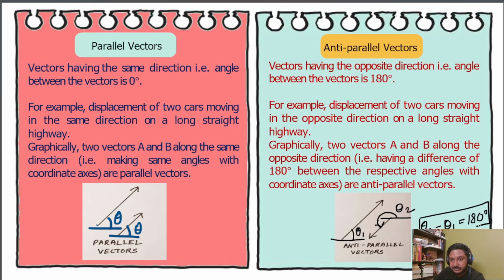So that makes them anti-parallel. In this case, theta 1 is equal to theta 2. So for parallel vectors, the angles that they make with the x-axis are equal. For anti-parallel vectors, the difference of the angle is equal to 180 degrees because one of them is exactly in the reverse direction. Okay, an example will be two cars moving in the opposite direction on a straight road.